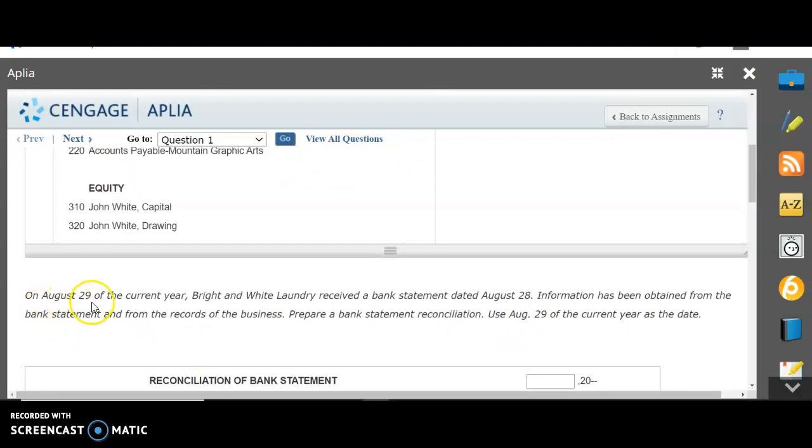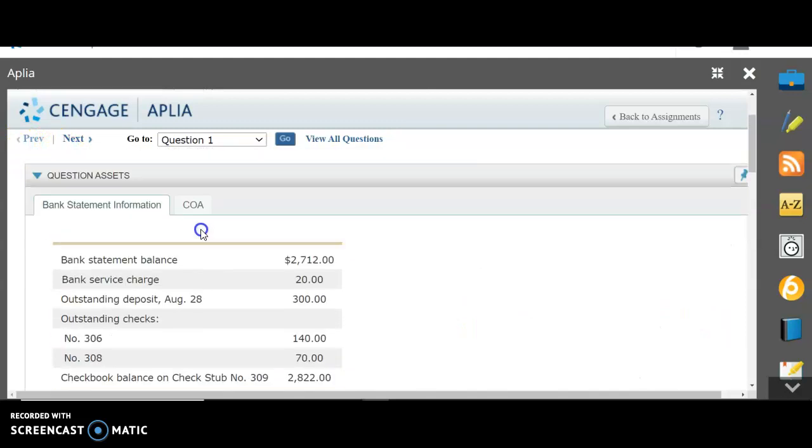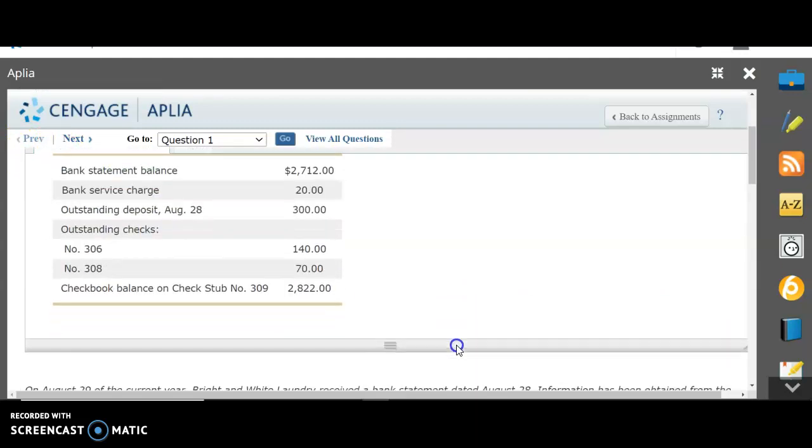So it says on August 29th of the current year, Bright and White Laundry received a bank statement dated August 28th. The information has been obtained from the bank statement and from the records of the business. Prepare a bank statement reconciliation. Use August 29th of the current year as the date. So all of the information that we need is right here from our bank statement information that they gave us.